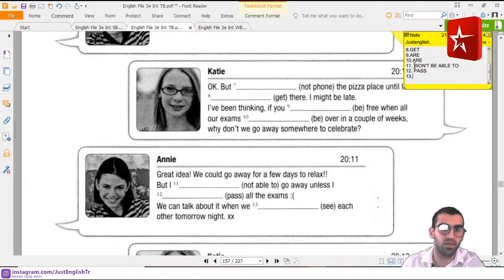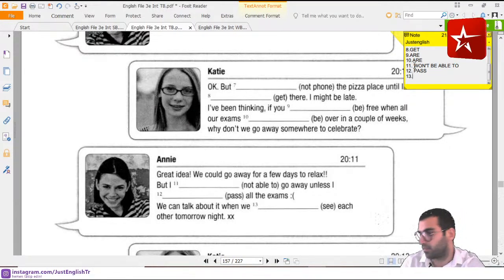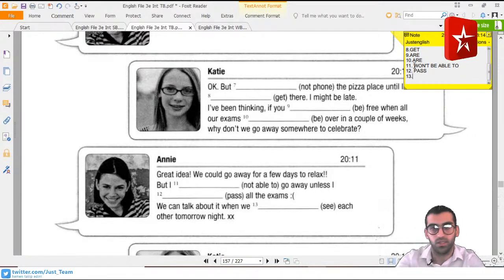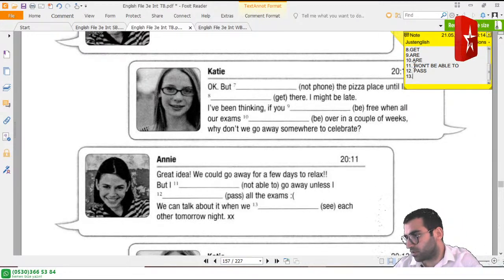We can talk about it when we see each other. Number 13. We can talk about it when what? Number 13. What should we use?